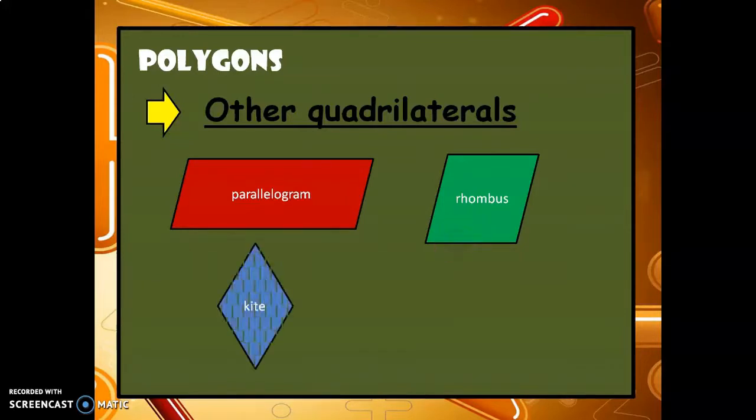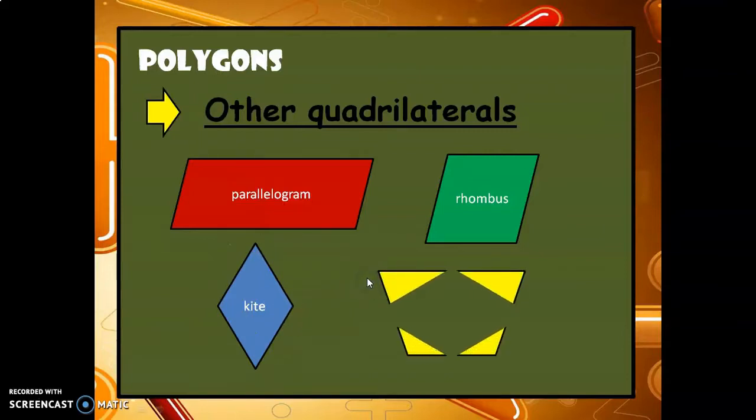Another example of a quadrilateral is a kite. A kite has two pairs of adjacent sides, those sides which are next to each other, that are equal. So this side is adjacent here, so those sides must be equal. This side is also adjacent to this side, so they must be equal. Now one pair of opposite angles are also equal.